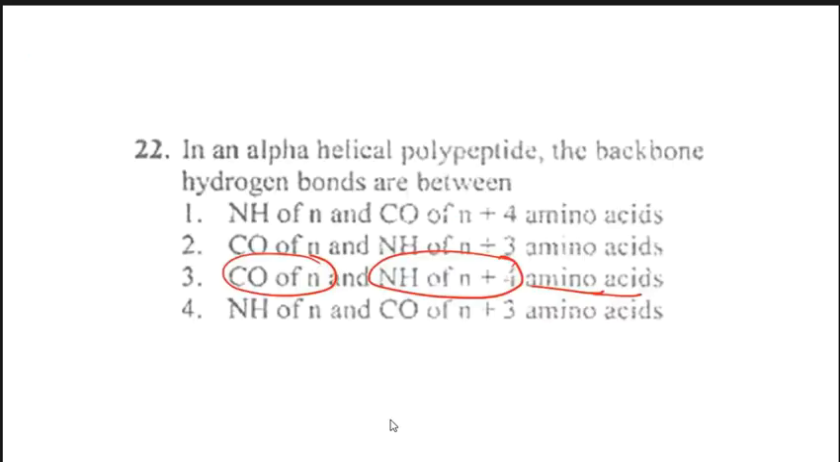Coming to the next question. This is also from biochemistry. Number 22. In an alpha helical polypeptide, the backbone hydrogen bonds are between. So, how the backbone hydrogen bonds are formed in alpha, beta, gamma, pi, this we have to memorize. Okay, this is very important.